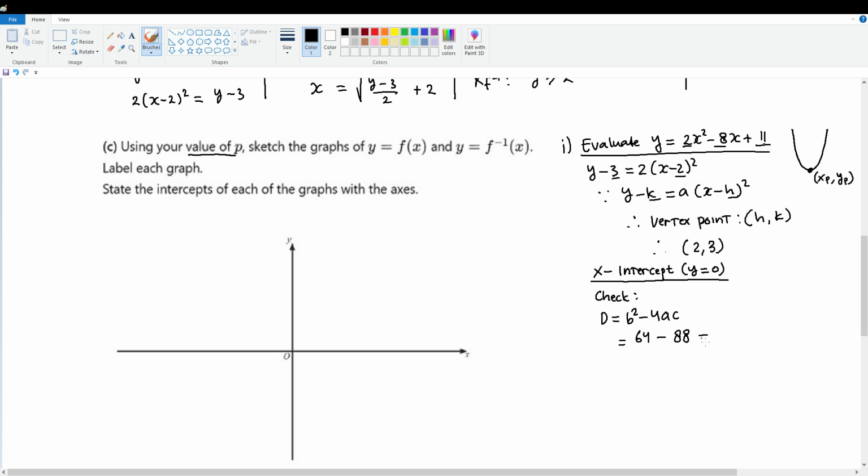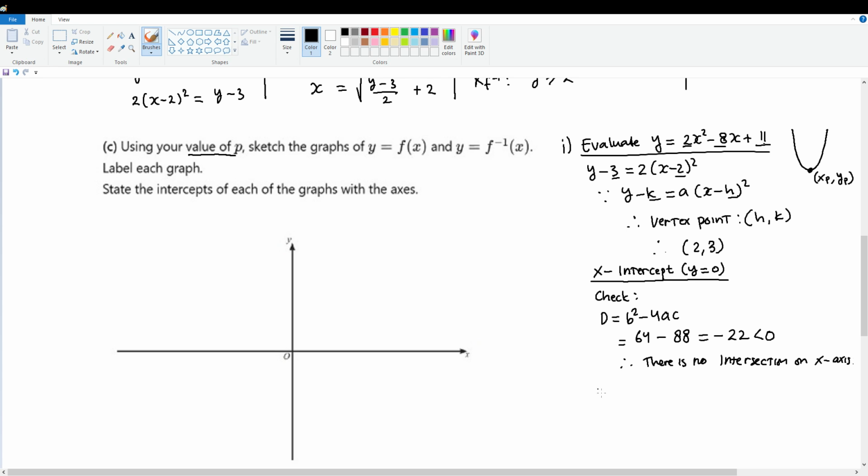All right, and then you get minus 22. Since the discriminant is less than 0, it means there is no intersection on the x-axis. Okay, so that is our finding. You don't need to find the x-intercept because we see that the discriminant is less than 0, so there is no intersection on the x-axis.